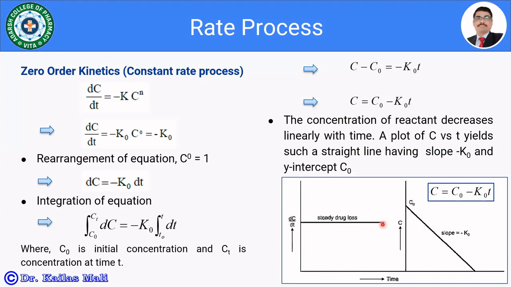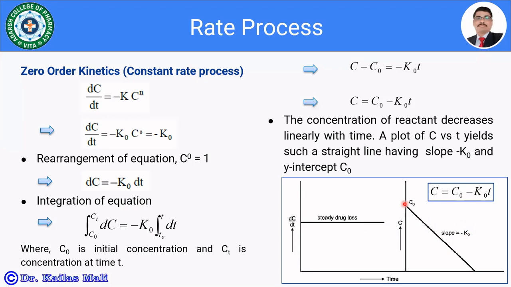So the final equation which we got in the zero order process is C is equal to C0 minus K0 T. And when we plot the graph of C versus T, we get the slope value minus K0. So it is possible to get an idea about the rate constant K0, and also it is possible to calculate the initial concentration.